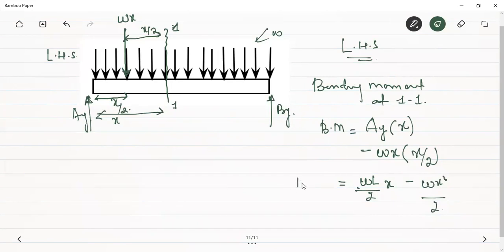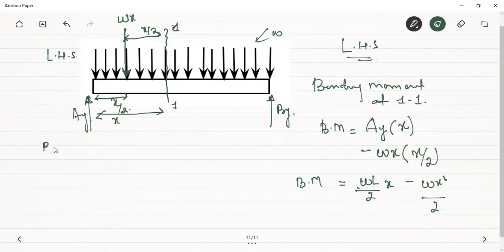So this equation will give me the variation of the bending moment along the length of the beam. Will the bending moment variation be linear or quadratic? Parabolic. Seeing the equation, which is the highest power of x? 2. That is, the variation will be a parabolic variation. Fine, it will be a parabolic variation.